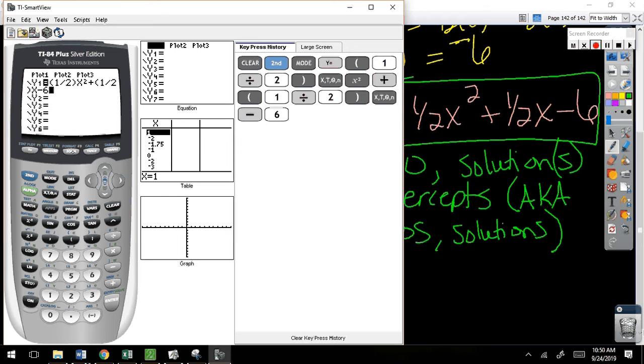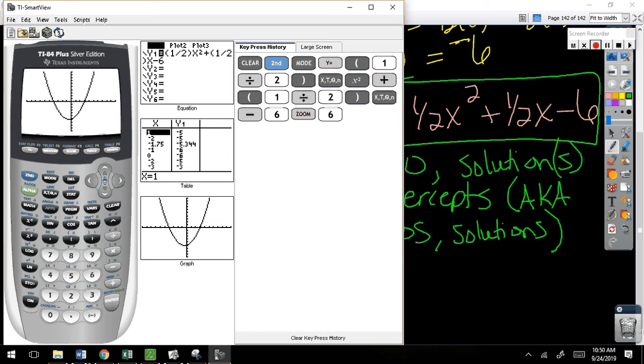So if I go zoom 6 to look. Now, remember, you might not see everything you need to see, so you might have to adjust your window. Okay? So your two solutions are where they cross. It's where it crosses. But do not just look at this and say, oh, it's -4 and 3. Because I have to actually calculate it.